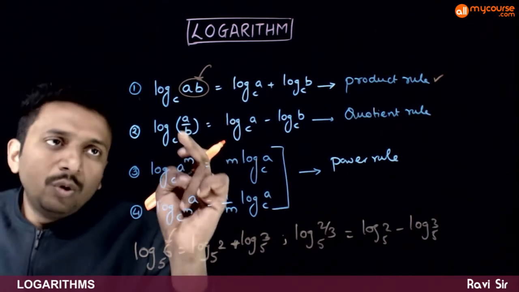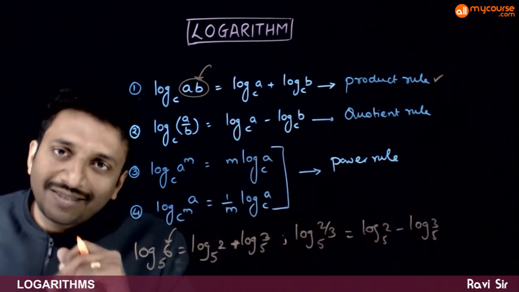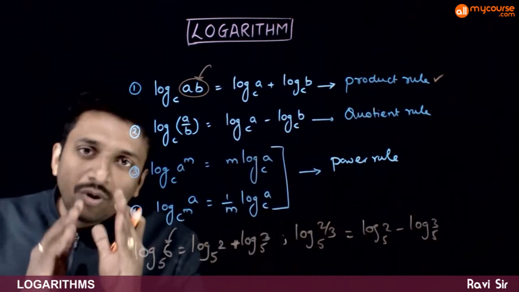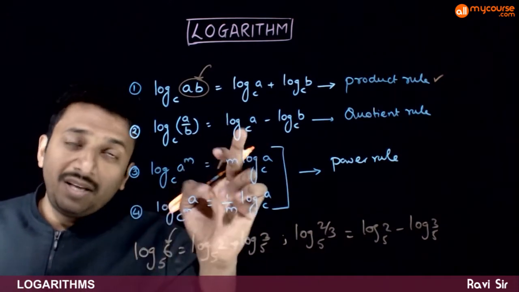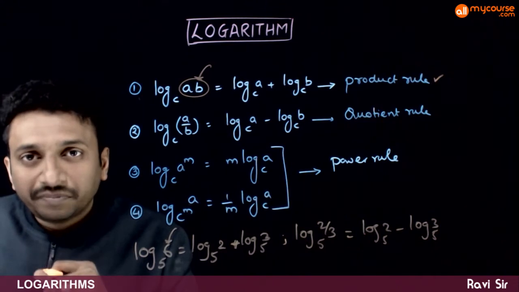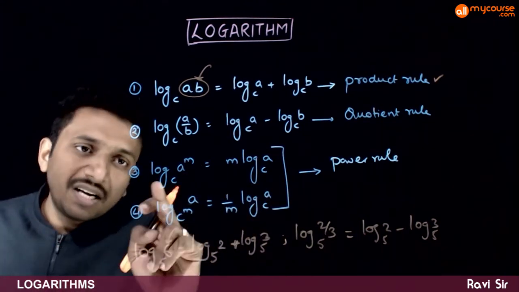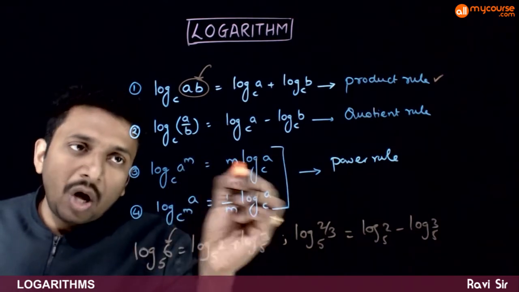So log 2 by 3 to the base c is log 2 to the base c minus log 3 to the base c. A by b, you have log a minus log b. These two are the most important. So log ab is log a plus log b. Log a by b is log a minus log b. And the third property is called the power rule, which says that log a to the power m to the base c is m log a to the base c.